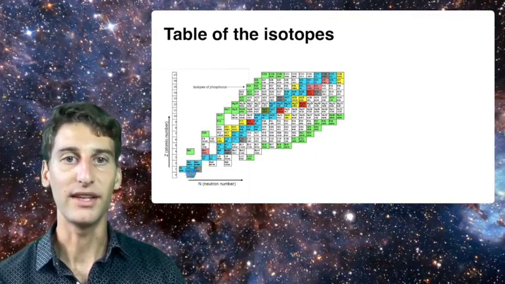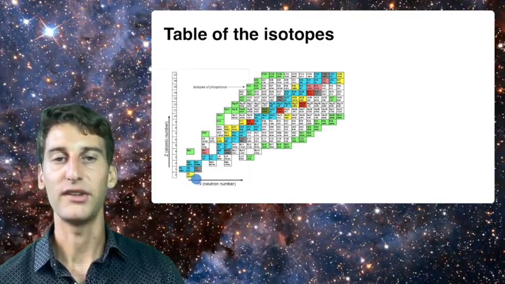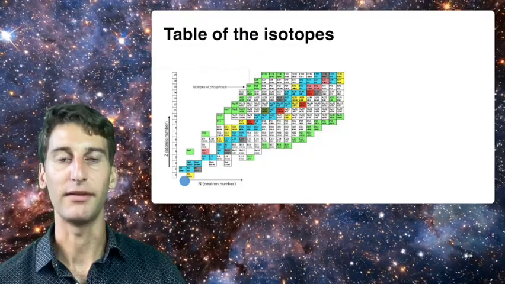I should mention here that this yellow thing here, this is a free neutron. So this has a half-life of around 10 minutes.